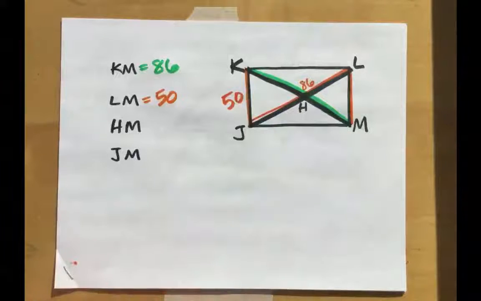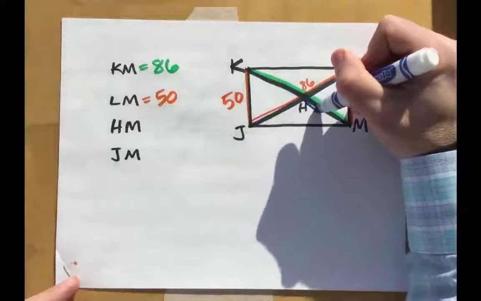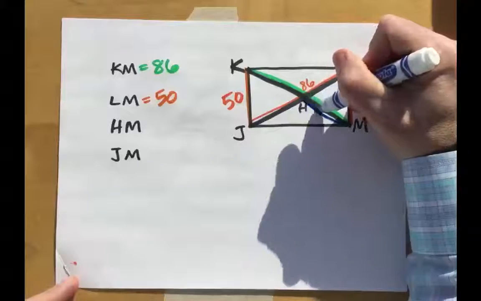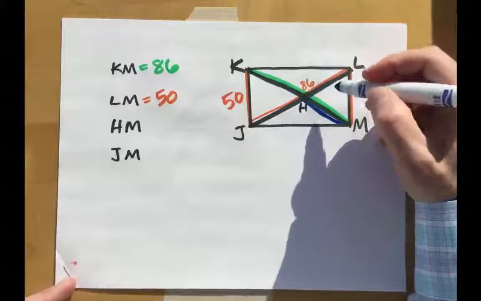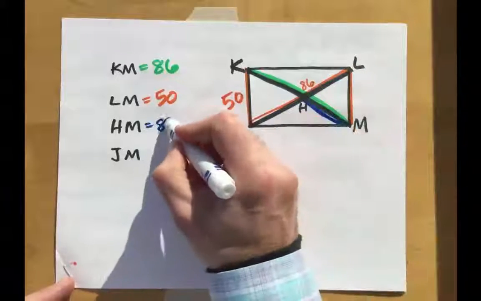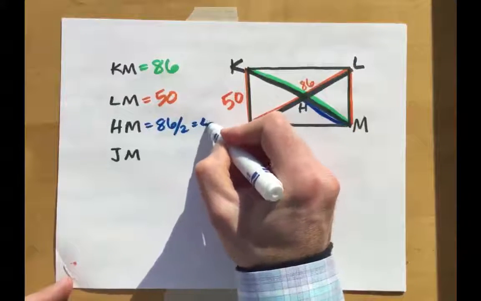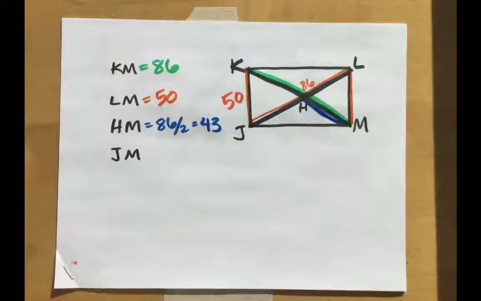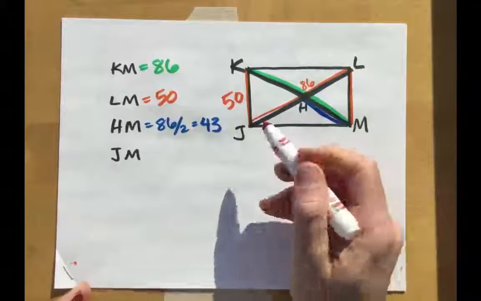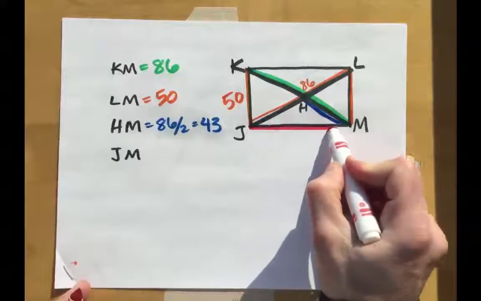And then HM we see is half of our diagonal here. Remember, the properties of a rectangle say that the diagonals bisect each other, so 86 is going to be cut in half, and when we take 86 and divide that in half, we get 43. So HM is equal to 43. Now our final one asks us to find the length of JM. So the length of JM here is our other side of this rectangle.